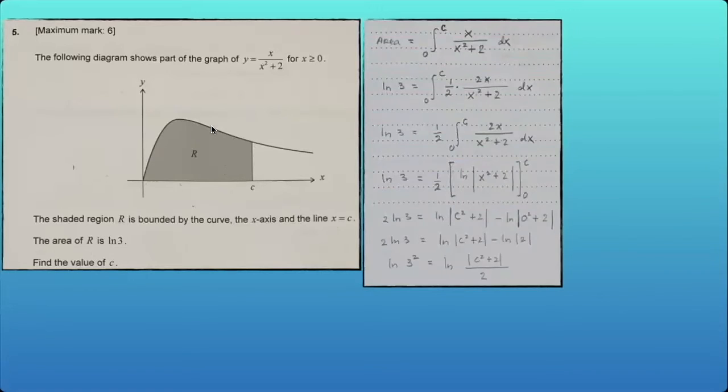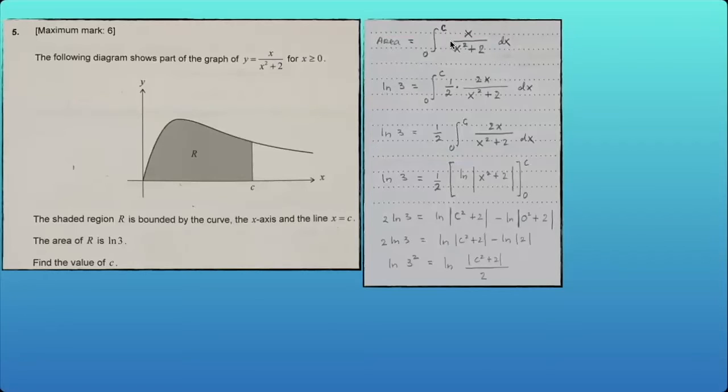To find the area bounded by the curve and the x-axis and this line x equal to c, we obviously use integral. So area is equal to integral from 0 to c, 0 being the lower limit or boundary, and c being the upper boundary, of x over x squared plus 2, which is the given function, with respect to x. Area is given, which is ln 3.